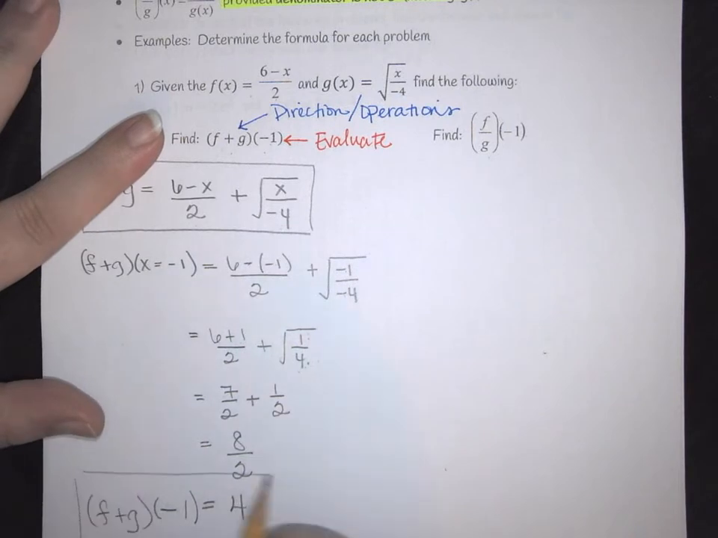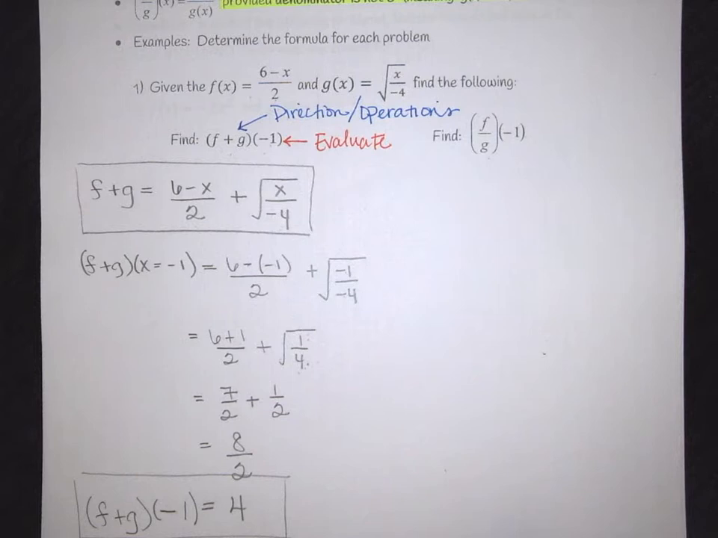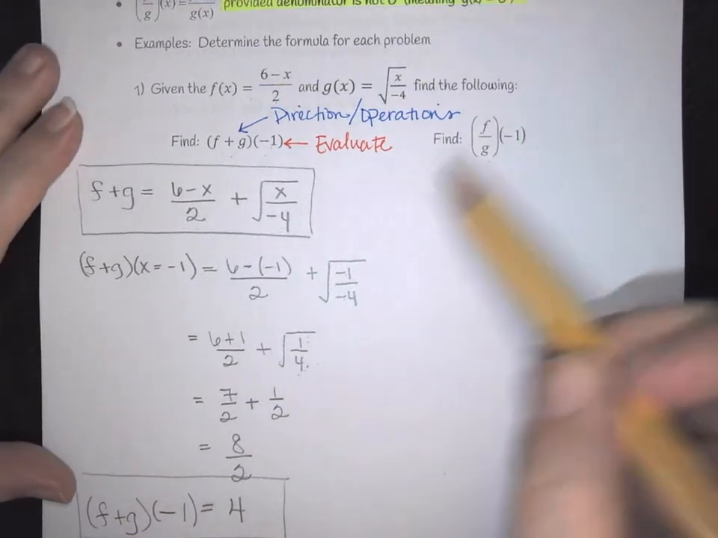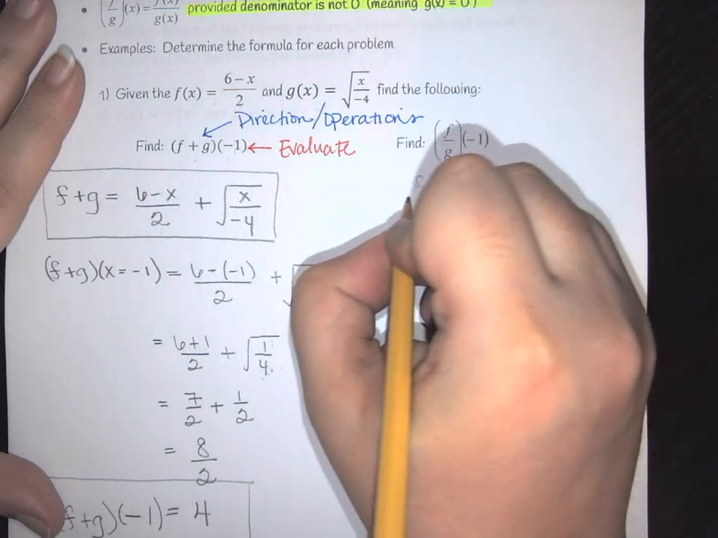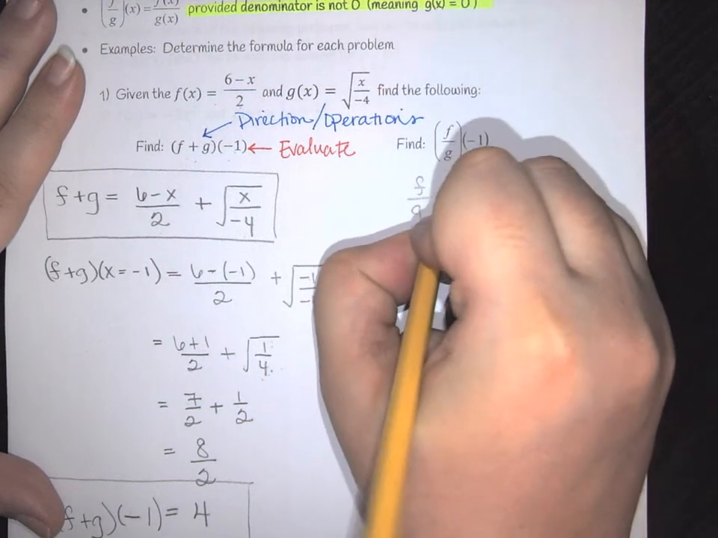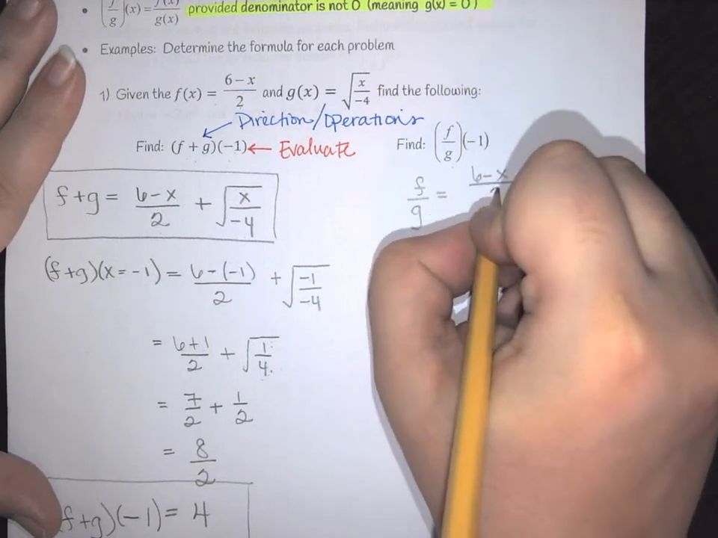And it equals 4. This is your second result. Now over here I want to divide them. So again, it's going to be the same thing. We're going to look at f divided by g. So my f was (6 minus x) all over 2.